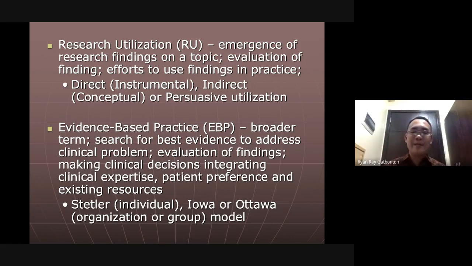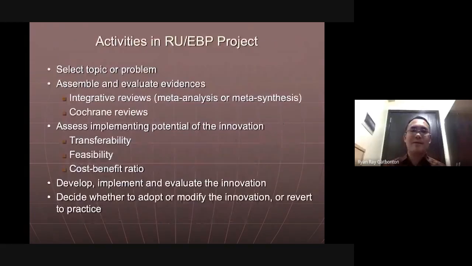Okay? Where this is the paradigm where you try to practice your profession that is rooted in research evidence. Okay? So here are some activities in research utilization or doing an EBP project. Okay?